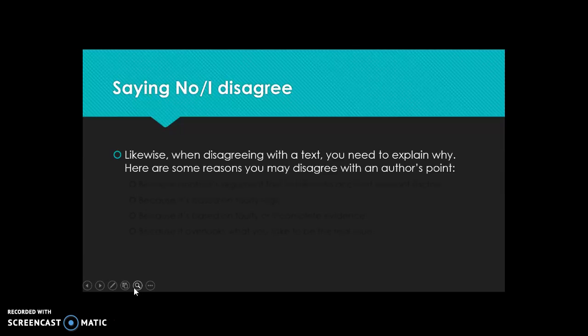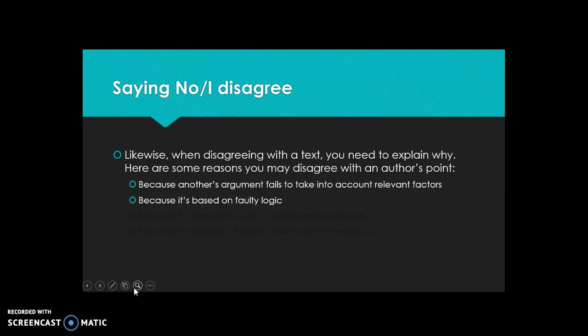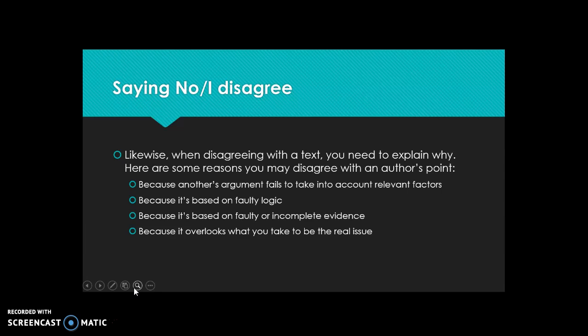All right, and so here's a couple of examples. You could disagree because another's argument fails to take into account relevant factors. So if you feel that there is something that's being left out that needs to be considered in the argument. If it's based on faulty or false logic. If it's based on faulty or incomplete evidence. Or if it overlooks what you take to be the real issue. So if they're talking about something but there's a deeper underlying issue that you feel isn't being addressed in the article, then that is something that you can also take as a point of disagreement.